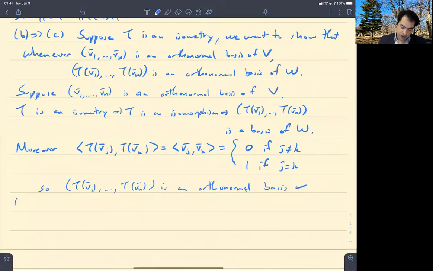And then finally, C implies A is trivial, right? Because if every time you have an orthonormal basis of V, its image is an orthonormal basis of W, then A, which just says that there is an orthonormal basis of V whose image is an orthonormal basis of W, is just saying that there is an orthonormal basis of V, and we know that that's true by Gram-Schmidt. So there's nothing to prove for C implies A, and that finishes the proof that this is an equivalence.